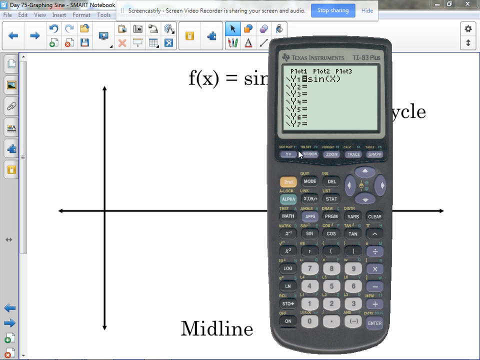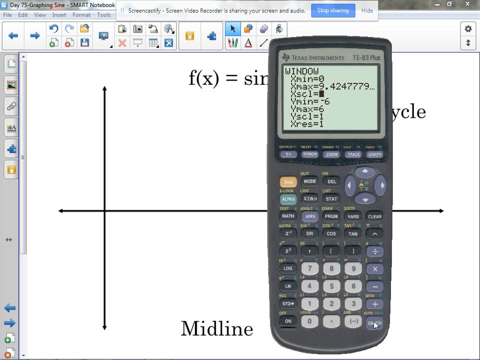Now, based on what we have there, they gave us a graph, so we want our graph to fit in that. So before I press graph, I'm going to go to my window and adjust it. My x values, they don't have anything labeled on the left side of that graph, so we're just going to start at 0. And the last thing they have labeled on the right is 3 pi. Guess what? You can type pi in there. So 0 to 3 pi.